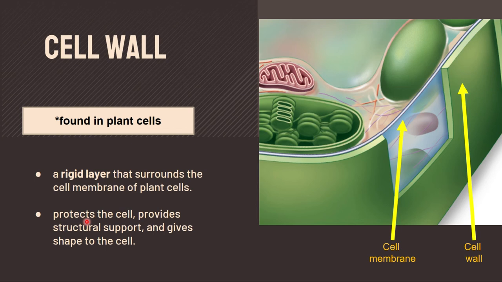And also, I want you to take note that the cell wall is a non-living part of the cell. So that is why, as I mentioned earlier in the cell theory of Robert Hooke, when Robert Hooke discovered dead cells, all that was left was the cell wall, because the cell wall is not a living part of the cell. So since the cell wall is a rigid layer or a stiff layer, it protects the cell, it provides structural support, and gives shape to the cell. So the cell wall is the reason why plant organisms are stationary or do not move, because of this rigid layer or stiff layer.